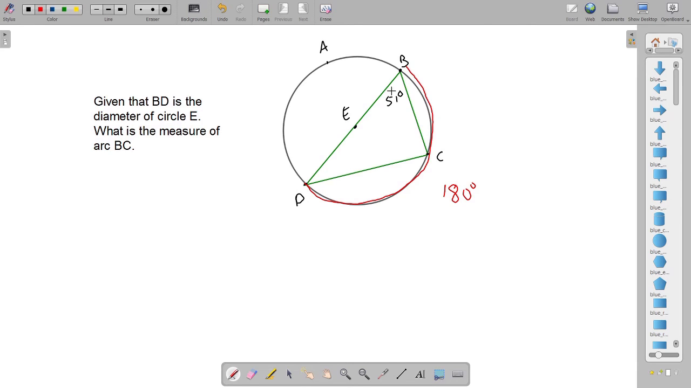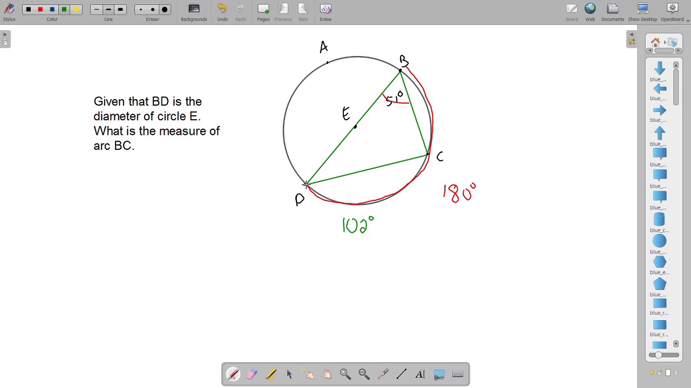What information are we given? We're given 51 degrees for angle DBC, and that is our inscribed angle. So we're using our properties of intercepted arcs. We know that the angle is half of the intercepted arc. Therefore, this intercepted arc from D to C would be twice that. So 2 times 51 gives us 102 degrees.